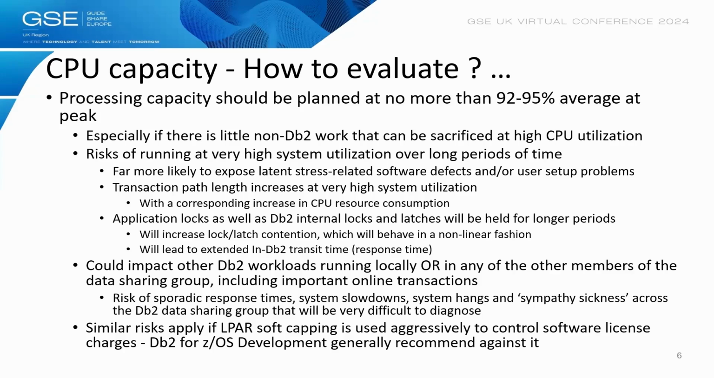For example, if we have workload that's running slow and it holds an important lock or latch in Db2, then of course it takes longer for this workload, but it also may slow down the others, because the others will be waiting for this lock or latch, right? So we have some cascading effects. We call it sympathy sickness.